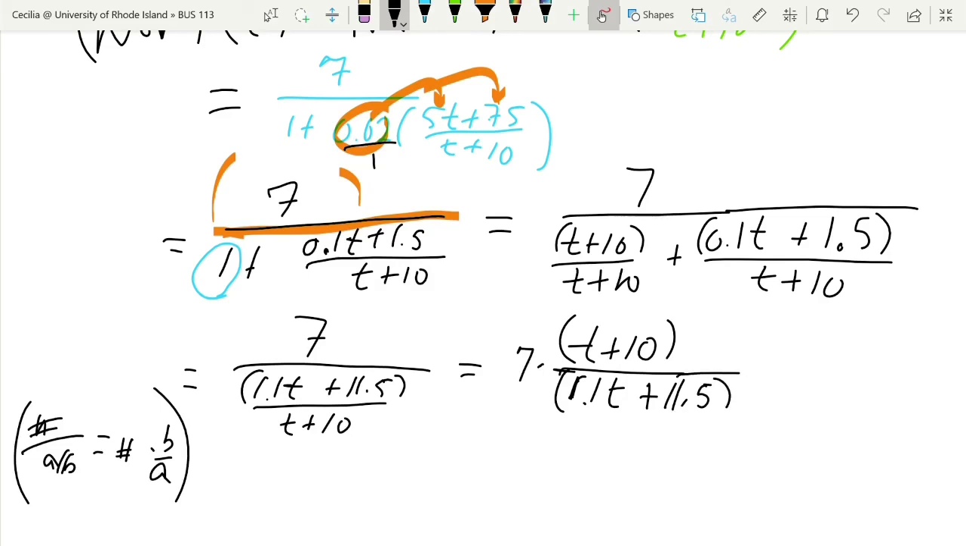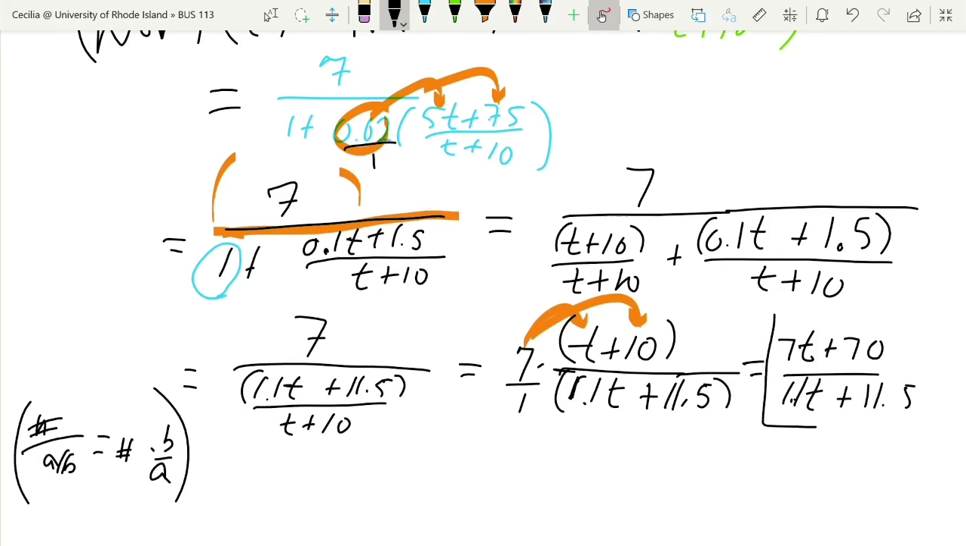And if we do that, we find an expression. So there's one more step we can do to simplify this a little bit more. We can write this as 7t plus 70 by distributing that 7 to each term in the numerator, and dividing now by, we just keep the denominator, right? Because this is like 7 times 1, and we multiply across, so this is 1.1t plus 11.5. Okay, so that's our answer.